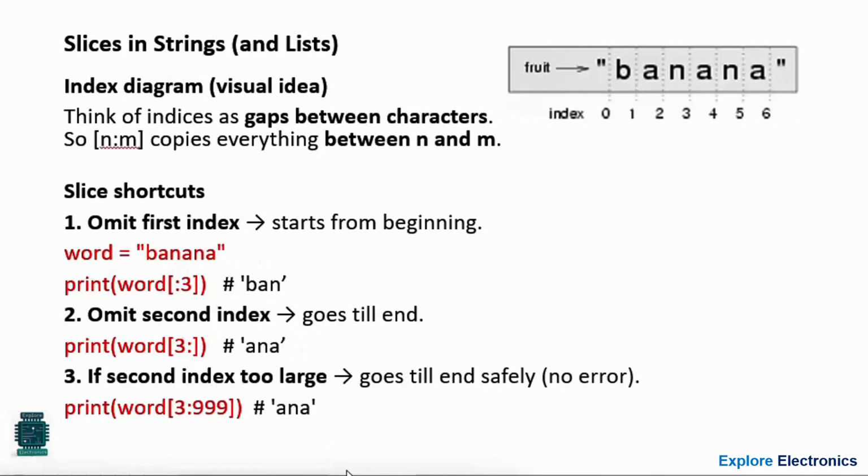Omit the second index, which means it will go till the end. Let us see an example. Print word of 3 colon, which means here 0, 1, 2. After that 3 we have. From 3 to the remaining all the characters it will print in the string. That is ANA it will print. Got it? If the second index is too large, it will go till the end safely. By using this example, that is print word of 3 colon 999. If you take like this, it will print the rest easily without errors, that is ANA.